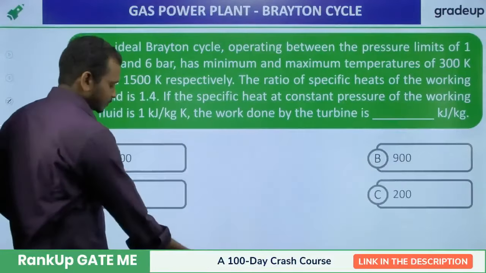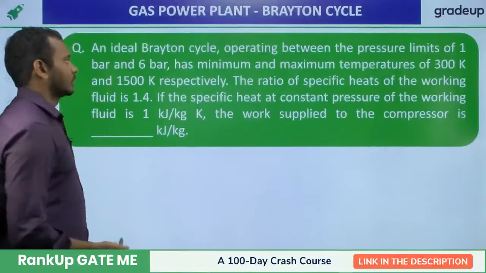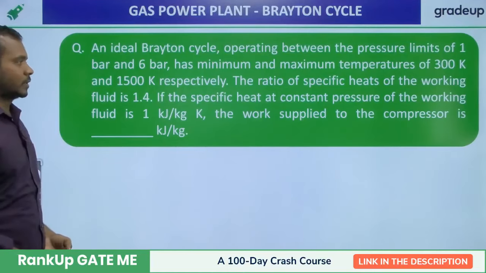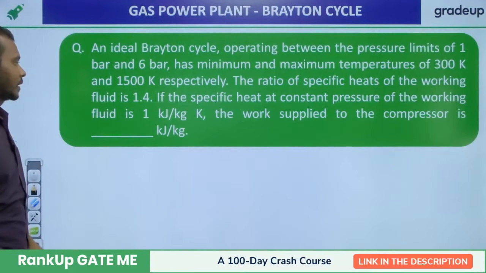Come on, let's go to the next problem. Again the same problem. The cycle operating between the pressure limits of 1 bar and 6 bar, same temperature limits, same specific heat ratio and Cp value. The work supplied to the compressor is, come on, 15 seconds, not more than that.